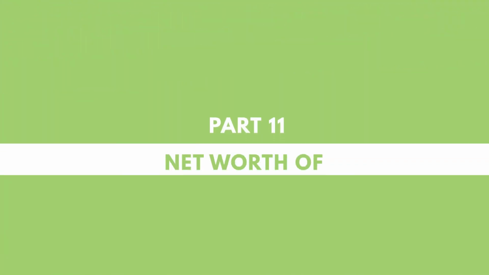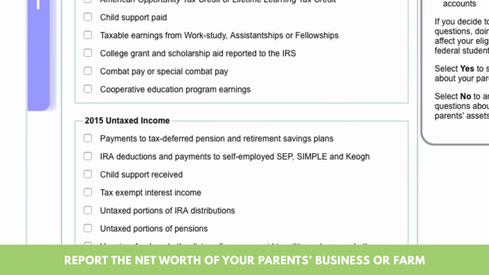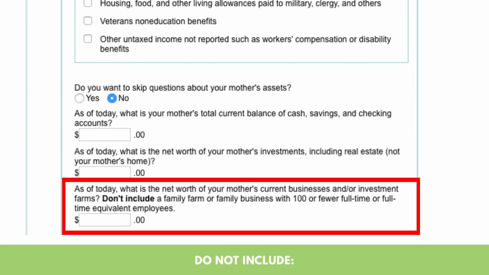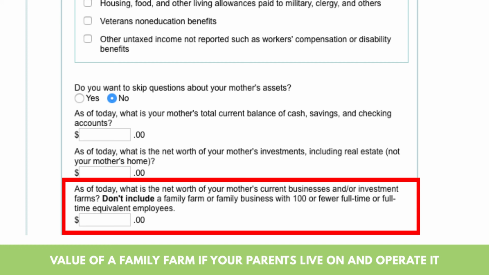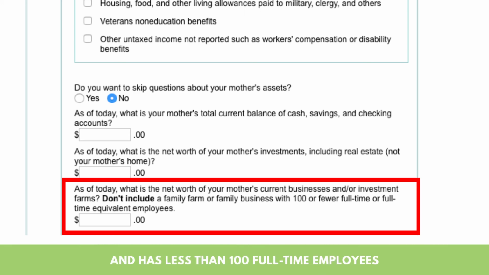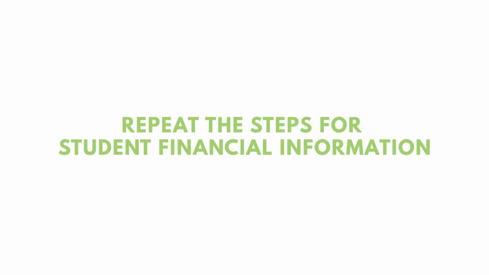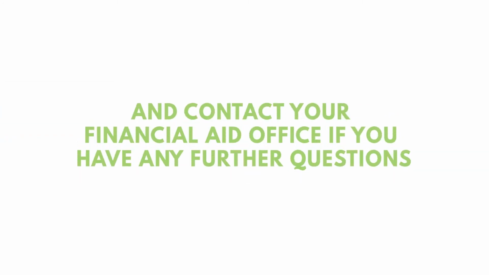Part 11. Net worth of business farm. Report the net worth of your parents' business or farm. Do not include value of a family farm if your parents live on and operate it, value of business if it's owned and controlled by your parents and has less than 100 full-time employees. Repeat these steps for student financial information and contact your financial aid office if you have any further questions.